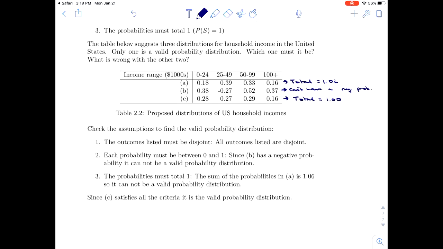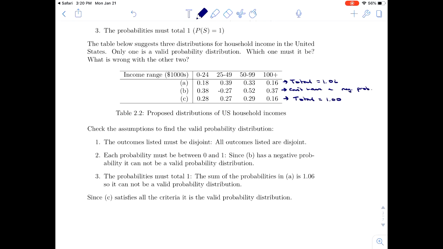I know I'm out of time. I'll just mention the complement. We've already talked about it. The complement of an event, hard to say, is just the opposite of it. So the complement of being male is female, etc. We'll talk more about it next day.